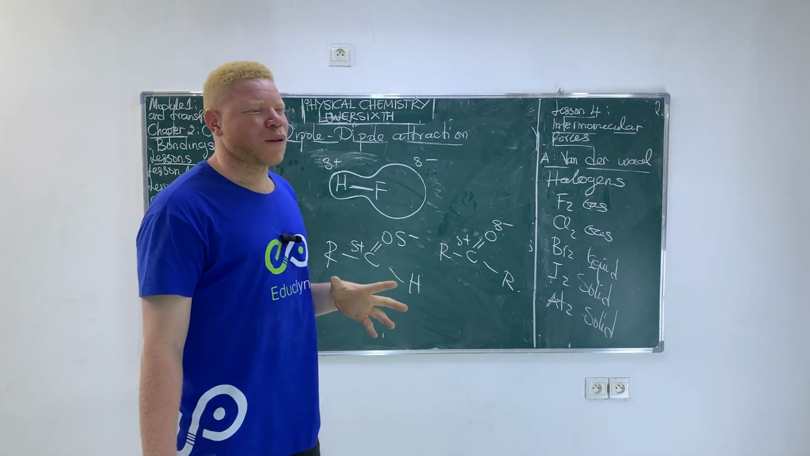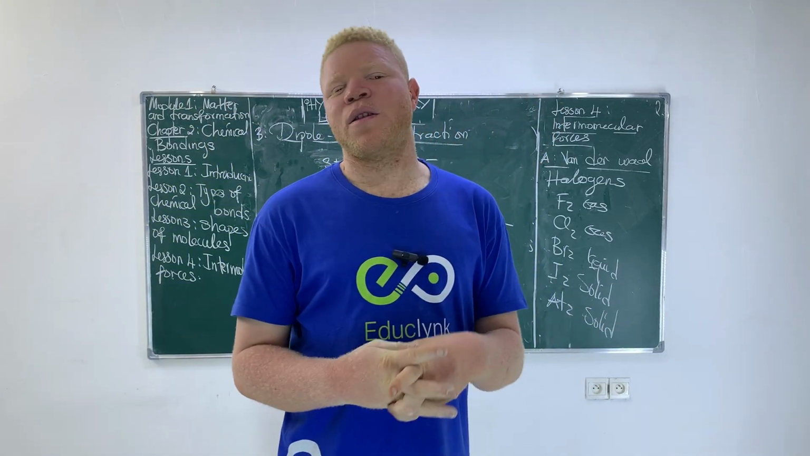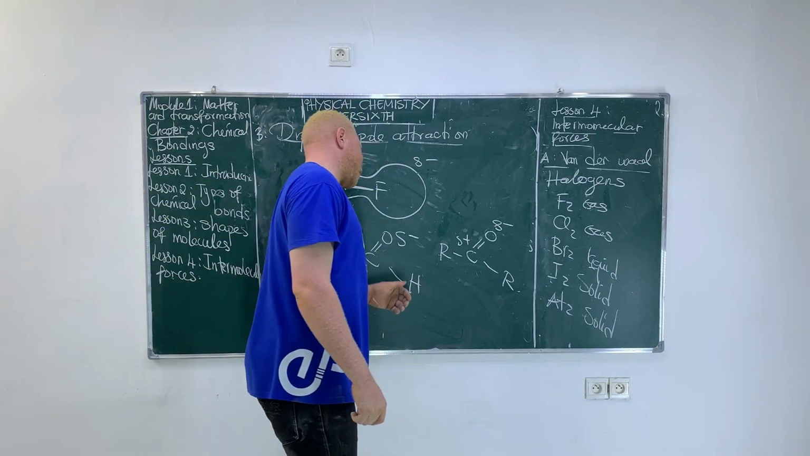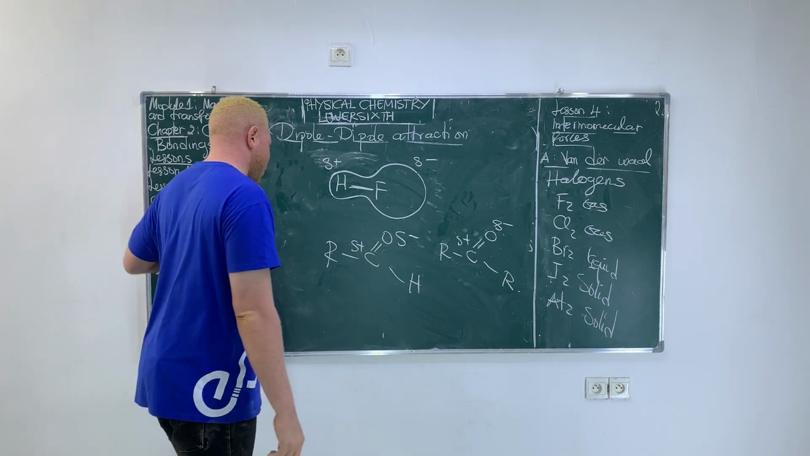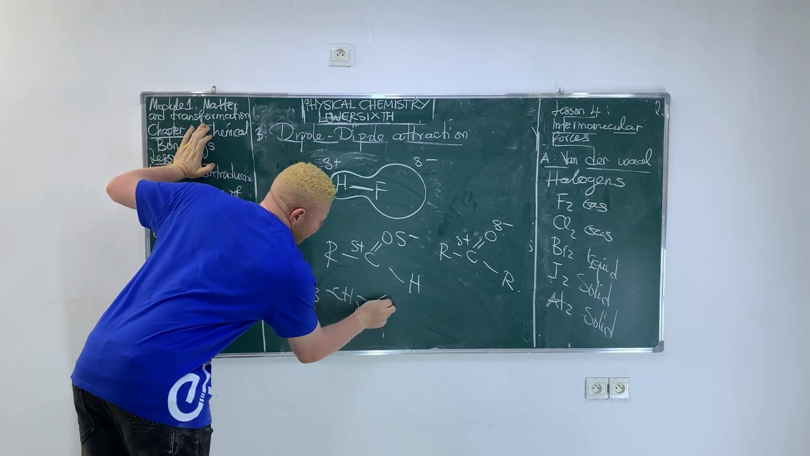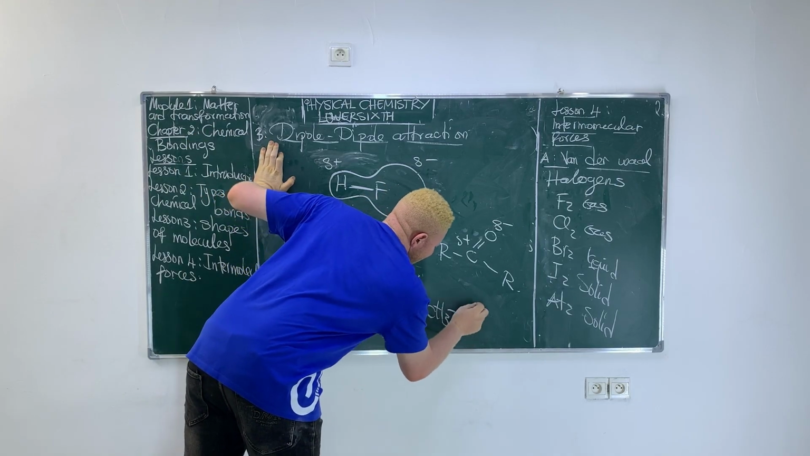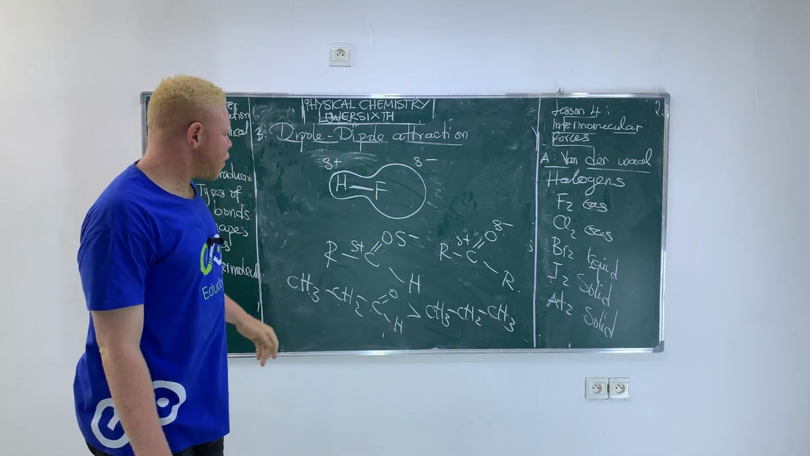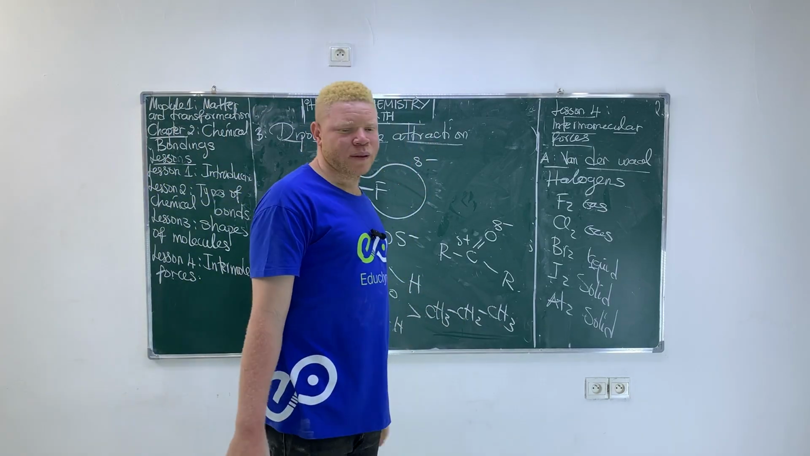But what you have to note here is that dipole-dipole attractions are stronger than van der Waals forces. This explains why the boiling point of, let's say, propanal, which is an aldehyde, is higher than that of propane, which is an alkane. This is because dipole-dipole attractions are stronger than van der Waals forces.